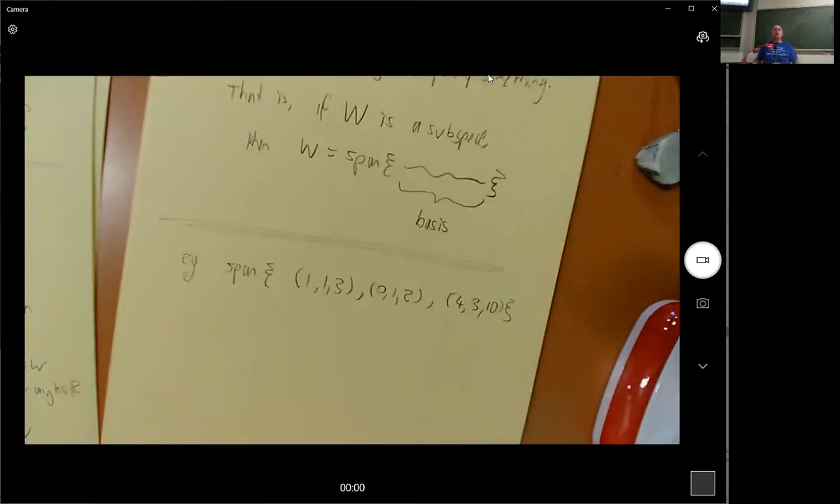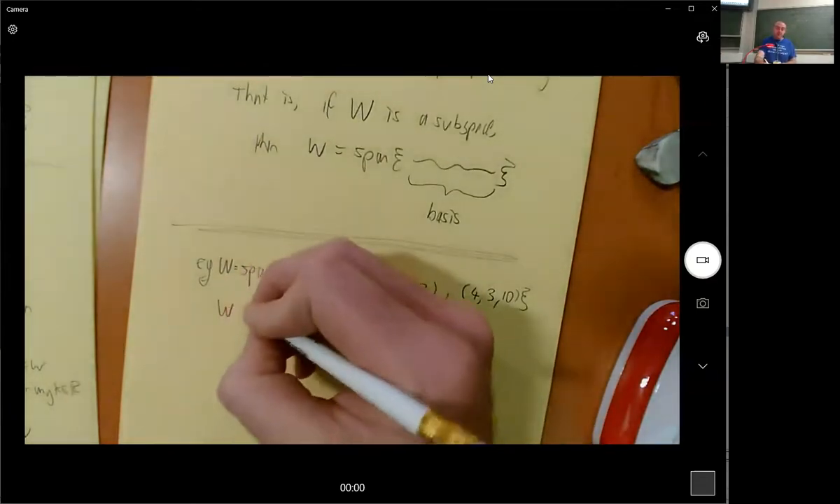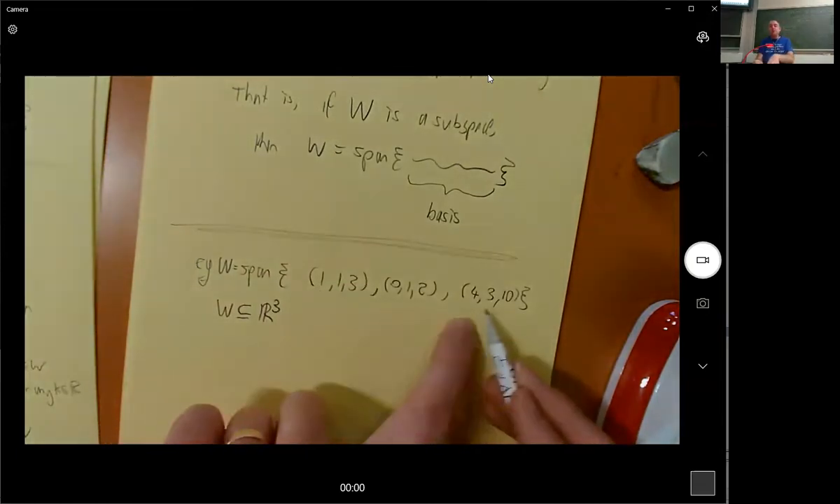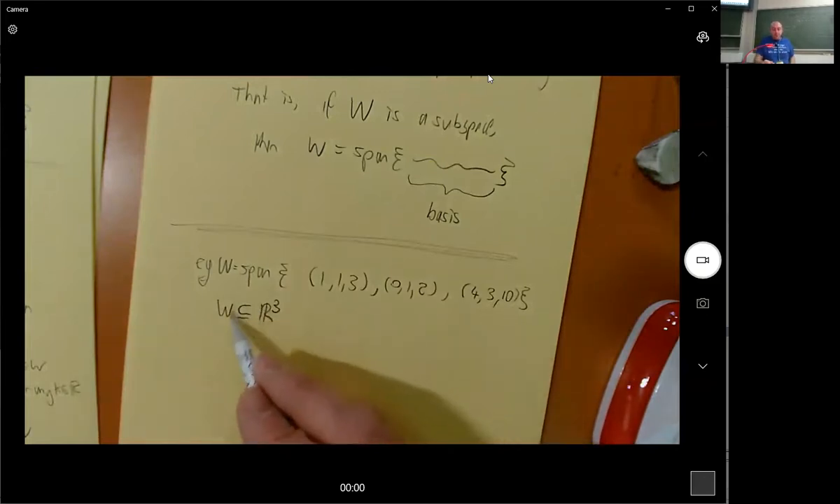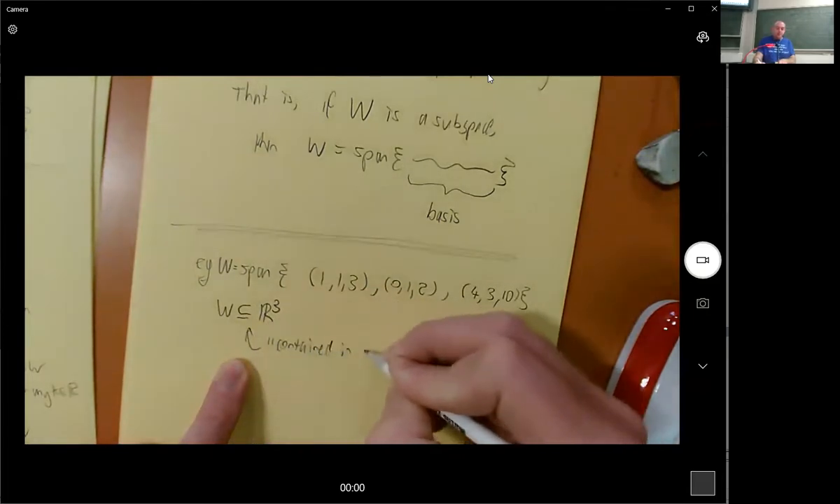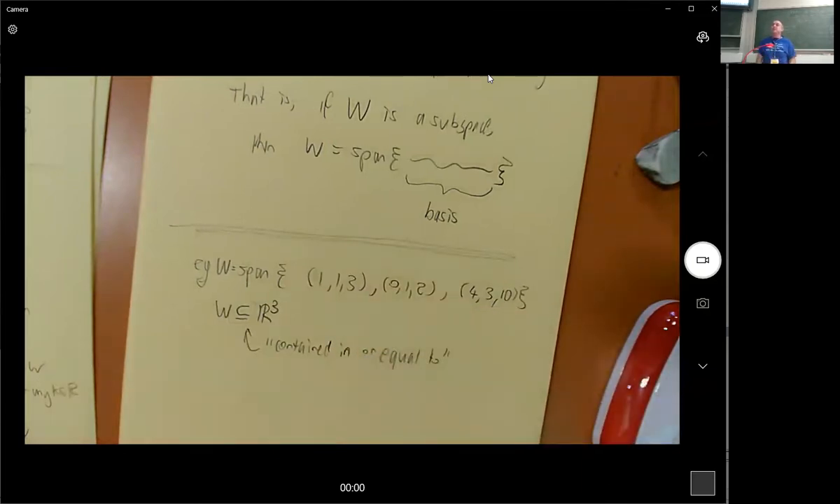Okay. The span of these three vectors, I would like to think about what shape that is. I want to describe it. I know it's in R3. I'm just going to give it a name, W. So W is contained in or possibly equal to R3, because its vectors have three coordinates. This symbol means contained in or equal to. So it's a little bit like less than or equal to, but for sets instead of for numbers. Okay, so W is contained in or equal to R3.